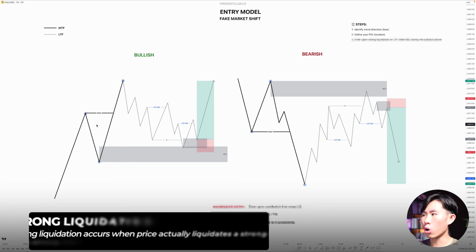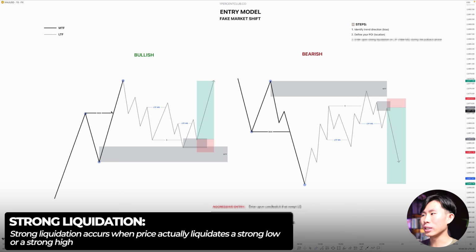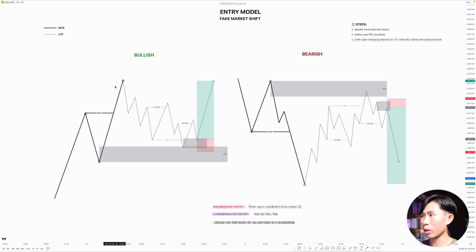So a strong liquidation occurs when price actually liquidates a strong low or a strong high. Here's what I mean. Alright, price doing this pullback just like this, we know that price has shifted bearish, which means price is creating lower highs, lower lows, lower highs, lower lows, right? So in a bearish scenario just like this, all these highs are strong highs, right? Because it's strong highs that led to price breaking past the wick lows, right? So all of these are strong highs.